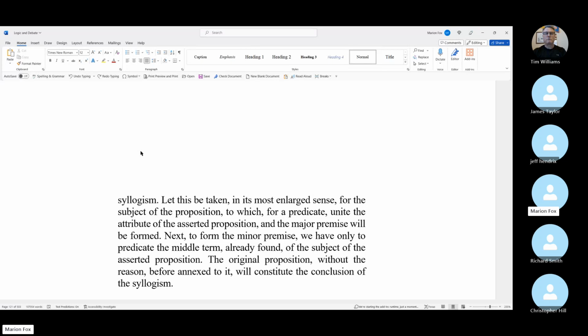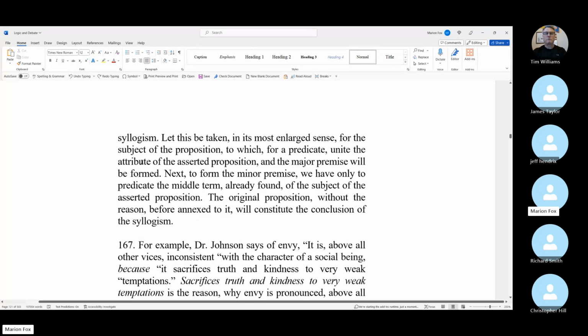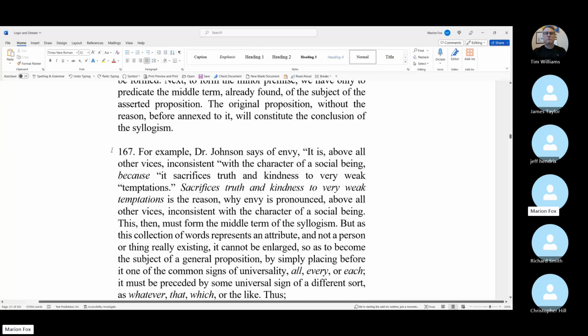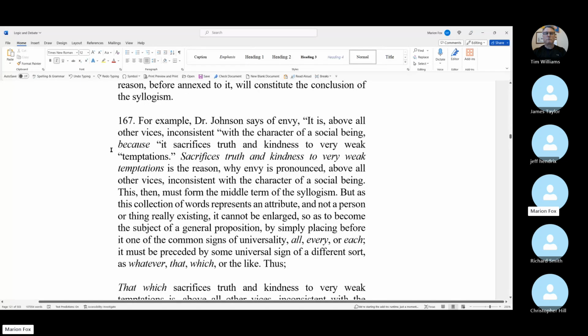Next, to form the minor premise, we have only to predicate the middle term already found of the subject of the asserted proposition. So the original proposition, without the reason before and next to it, would constitute the conclusion. Now, I'm going to give you an example here. This is pretty straightforward. It's not twisted like the formal logic I gave, or symbolic logic building algebra.